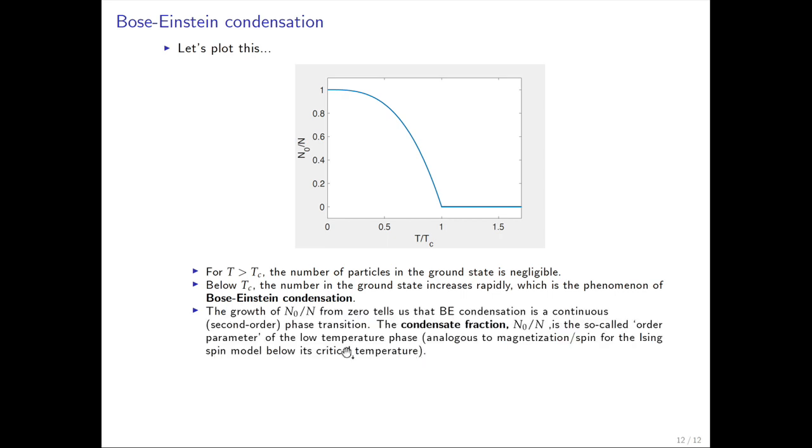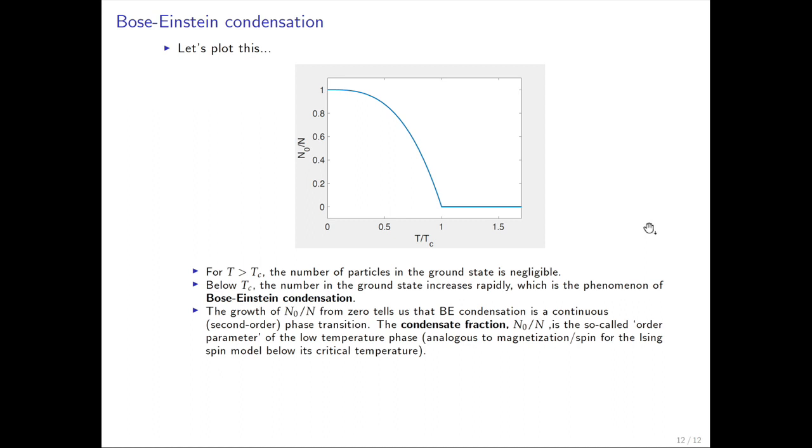Now, this growth that starts out from 0 essentially tells us that Bose-Einstein condensation is a phase transition, and moreover, it's a continuous phase transition, also known as a second-order phase transition. In continuous or second-order phase transitions, you have an object called the order parameter, which grows from 0, right? And so this condensate fraction is, for this type of condensation, the order parameter.